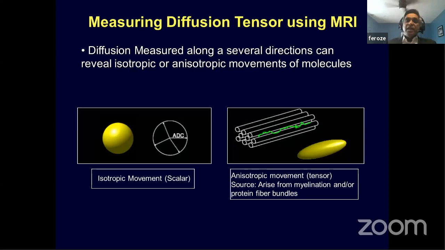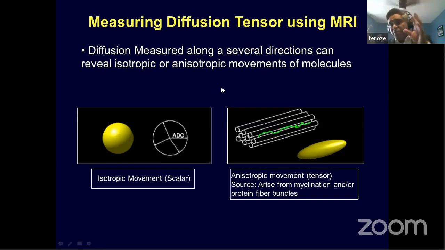And here you see what is isotropic movement, right? If you have a water molecule that moves equidistant in all directions, that is what we call isotropic movement, right? And here is a spherical structure. This is isotropic movement, and typically water molecules move in this way.